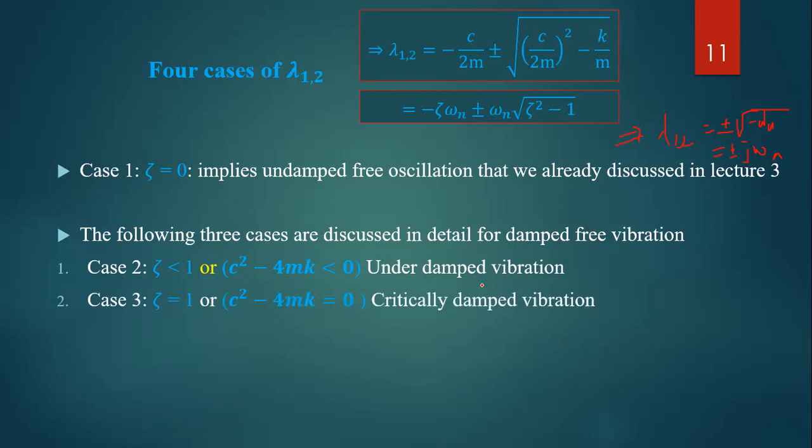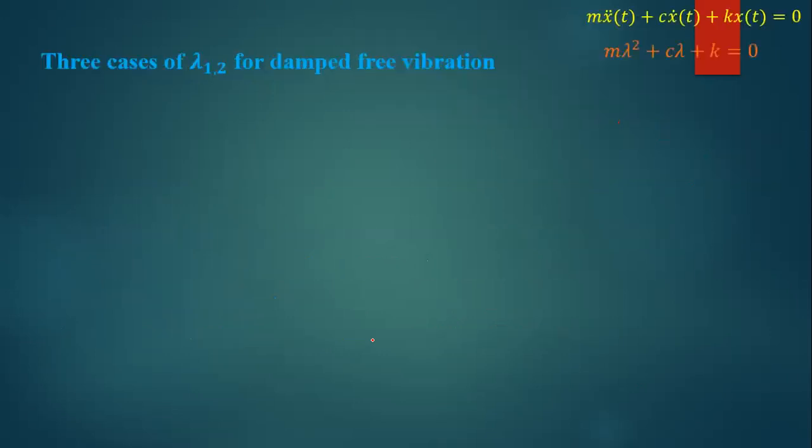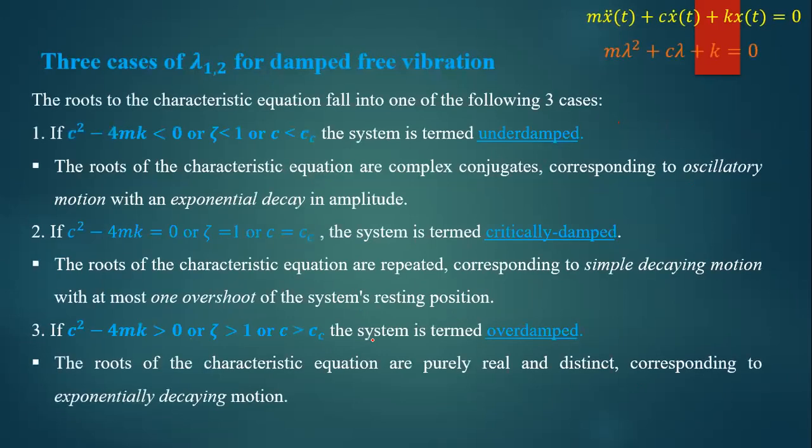And another one is zeta equal to 1. Zeta equal to 1 means a critically damped condition. That means Cc is equal to C. C squared minus 4mk is equal to 0. That is called the critically damped vibration case. And the last one is zeta greater than 1, or C squared minus 4mk greater than 0, which implies the overdamped vibration case. So let's see each case.